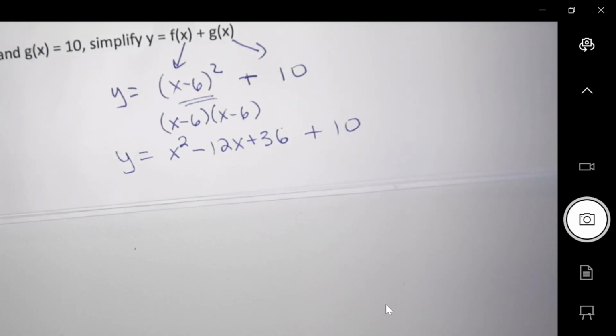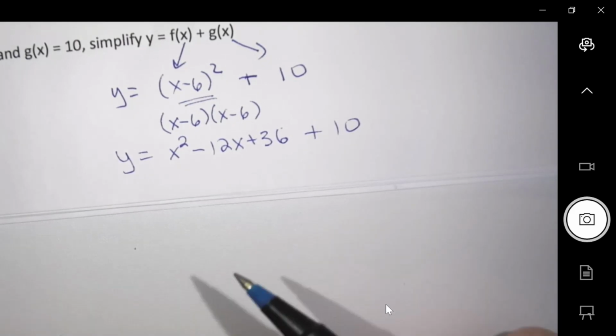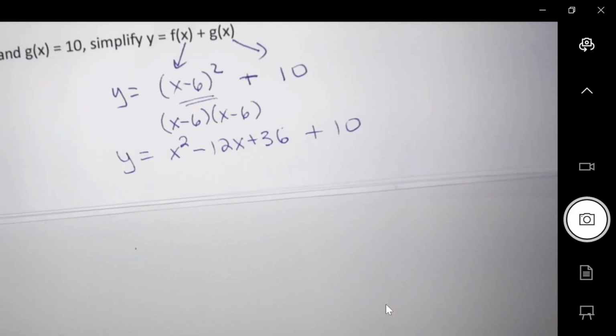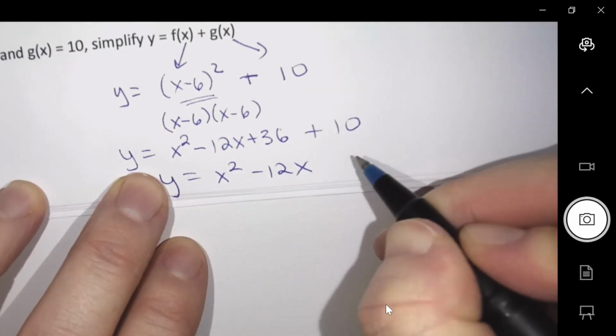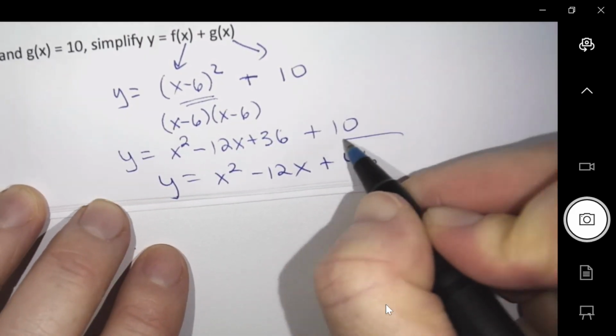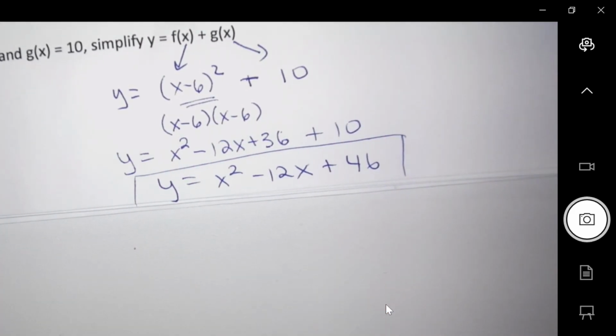Okay, I get that mistake. I get it on 50% of tests usually. People forget foiling. Something squared, you don't square each thing individually, you square it as a unit. Okay, one more step is that you can collect the 36 and the 10.